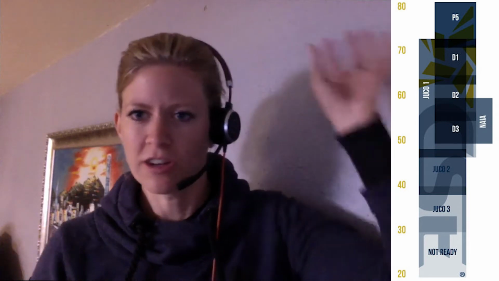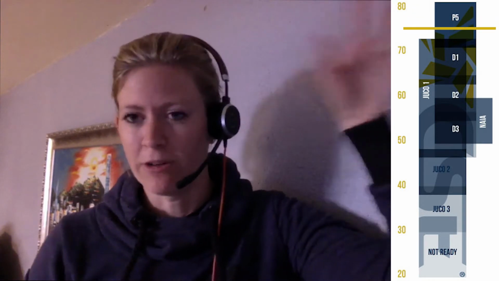It's basically a stack of all the different divisions that you could possibly play in college. Starting up at the top, the Power 5 D1 schools, and then the mid-major D1s, and then we have a section for the D2 schools, D3, and then over on the left, we have JUCO 1 kind of crossing and overlapping all the way through there. Then we have NAIA out to the side, and then we go down to the JUCO 2s, JUCO 3s, and at the very bottom, there's a section for not ready, if the player actually isn't ready to play in college at that point in time.